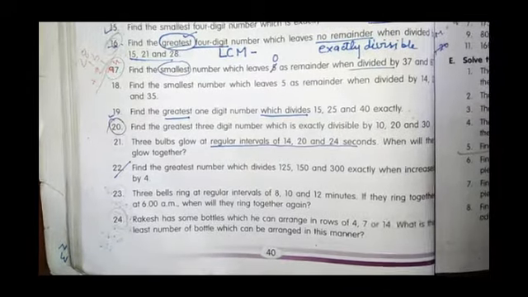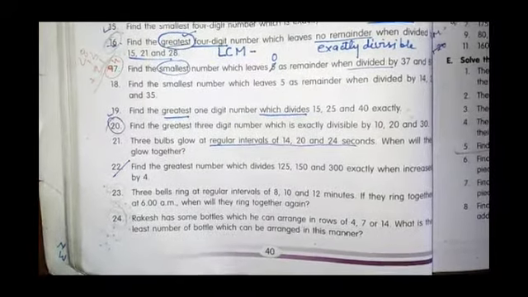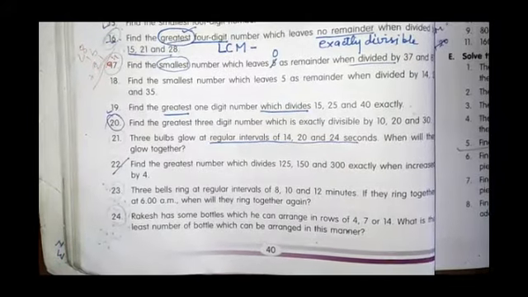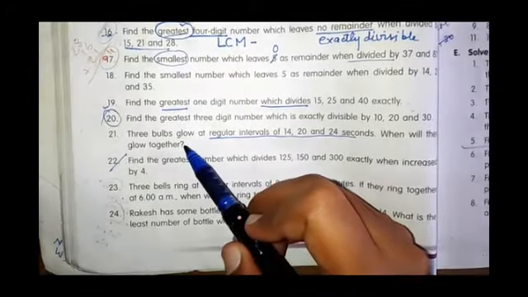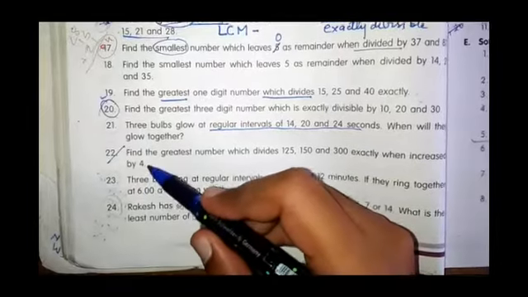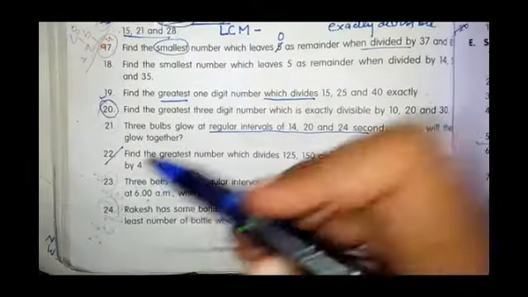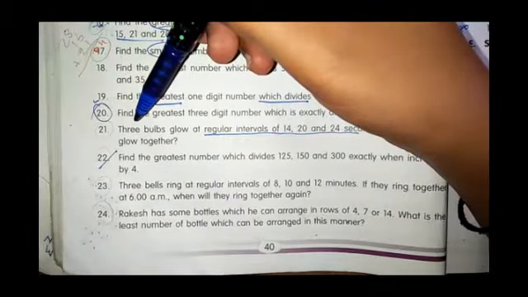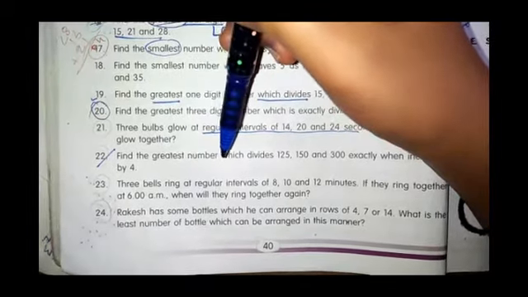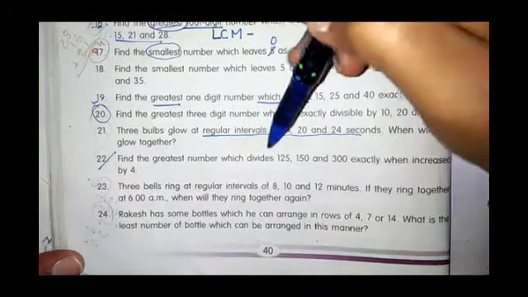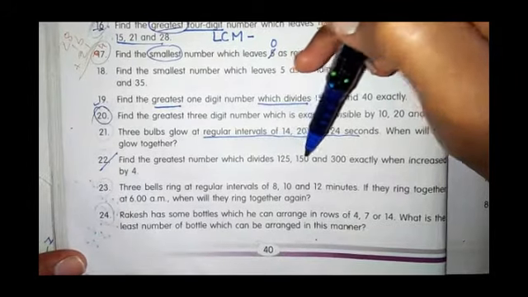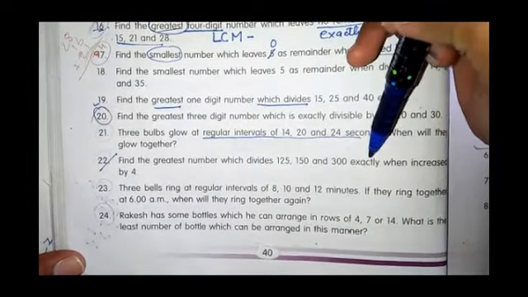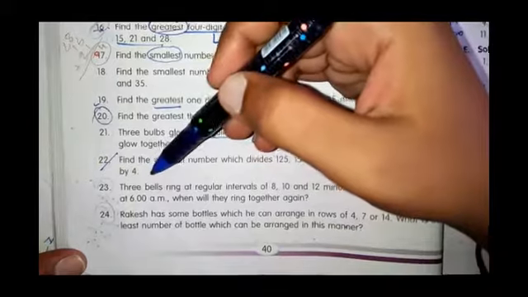Hello students. So we were discussing exercise 8 of unit 4, and till question number 21 we had already discussed. Today we'll start with question number 22. The question says: find the greatest number which divides 125, 150 and 300 exactly when increased by 4.